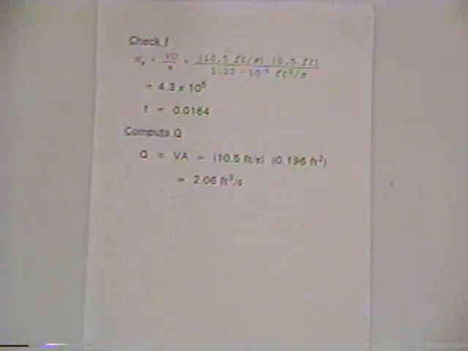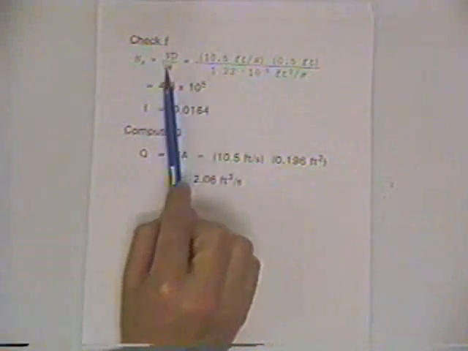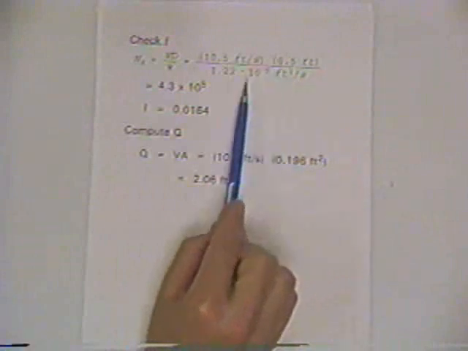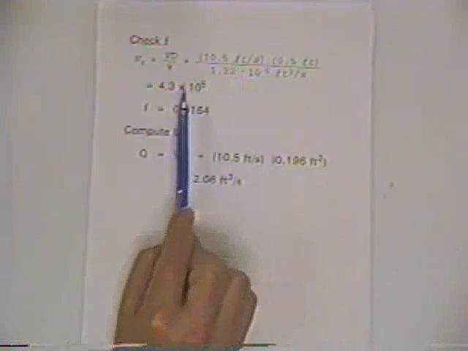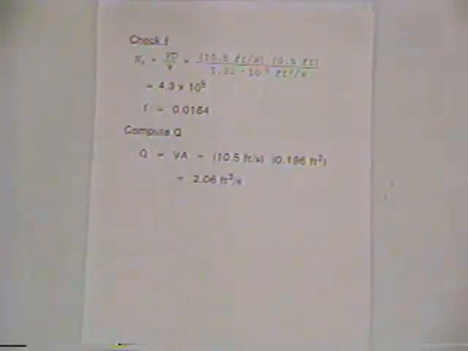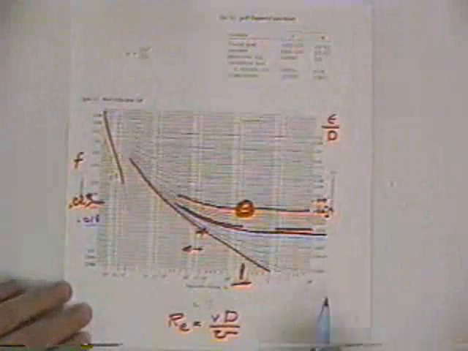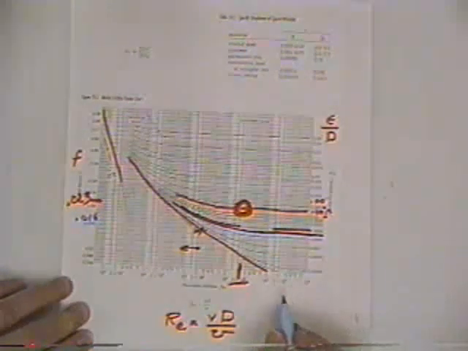And so having just computed the velocity, I can compute the Reynolds number. We say Reynolds number is velocity times the diameter of the pipe divided by the kinematic viscosity of the fluid. And we get a Reynolds number of 4.3 times 10 to the fifth. And we're hoping it's a big number, so it's far enough out so that the initial assumption is correct.